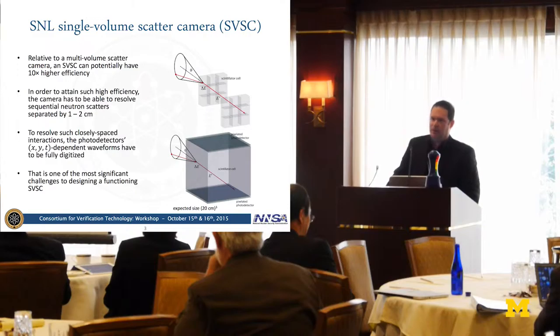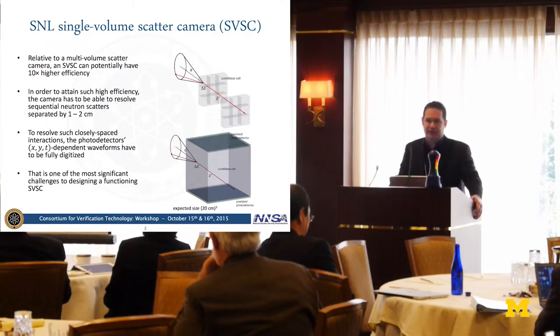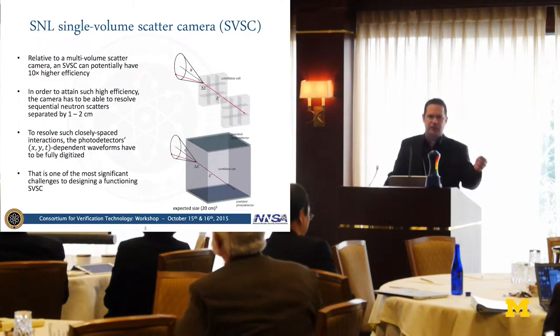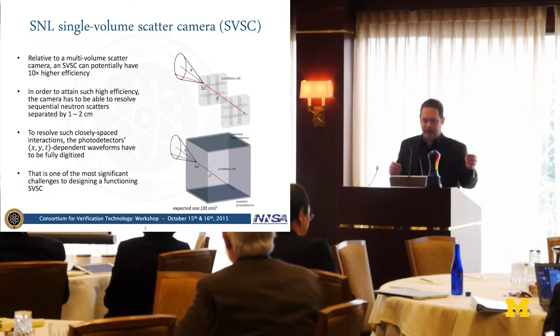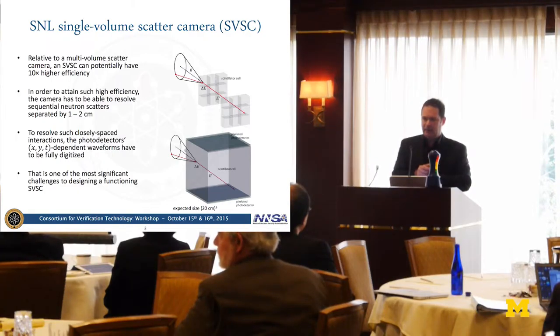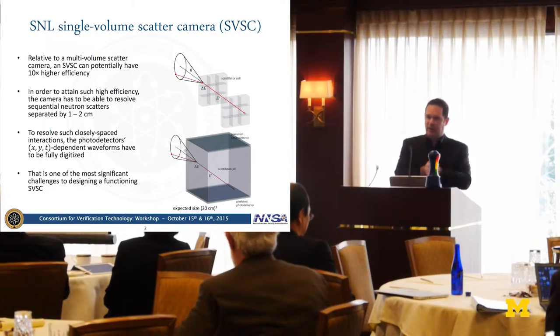So as a reminder, I've shown a cartoon of a multi-volume scatter camera, kind of the traditional design, where you have two planes of scintillator cells. In some cases, like Compton scatter cameras, the back plane may actually be a semiconductor. But the idea is that two sequential interactions in each plane define a pointing vector that basically points back away from the camera, and you can use the kinematics of the interaction to infer the polar angle of the scatter and therefore define a cone pointing out from the detector towards the source. And after the superposition of many cones, you can identify hotspots in the scene. And this is great for standoff detection because it actually has a fairly wide, almost 4 pi field of view.